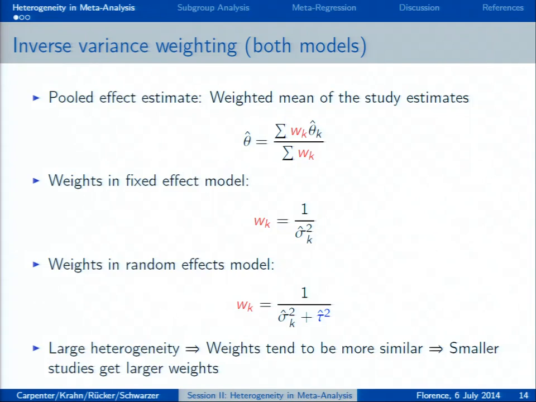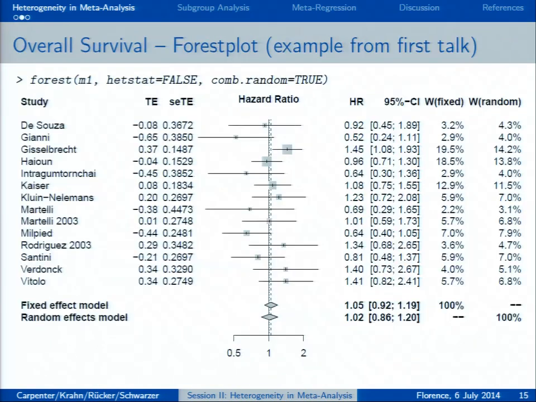And in particular, what we see with random effects analyses is it generally gives more weight to the smaller studies because we have this term added to all the weights, and so that increases the weight for the smaller studies proportionately greater than it does for the large studies. And that's an important observation for talking about bias later.